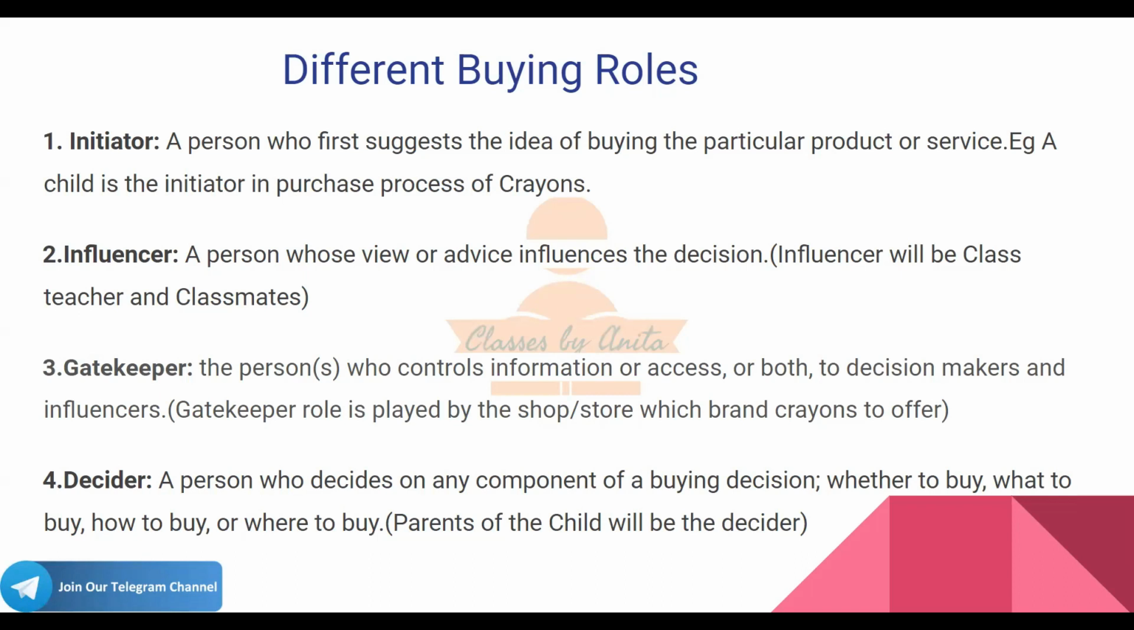The initiator, a person who first suggests the idea of buying the particular product or service, is called an initiator. I have taken an example of a child who's asking for crayons. So here a child is the initiator in the purchase process of crayons. Next is influencer, a person whose view or advice influences the decision. So in this case, influencers will be the class teacher and classmates, because the class teacher might have asked the child to bring the colors tomorrow for the drawing activity, or it might be the case that the classmates have already purchased the colors and the child also wants to have those crayons.